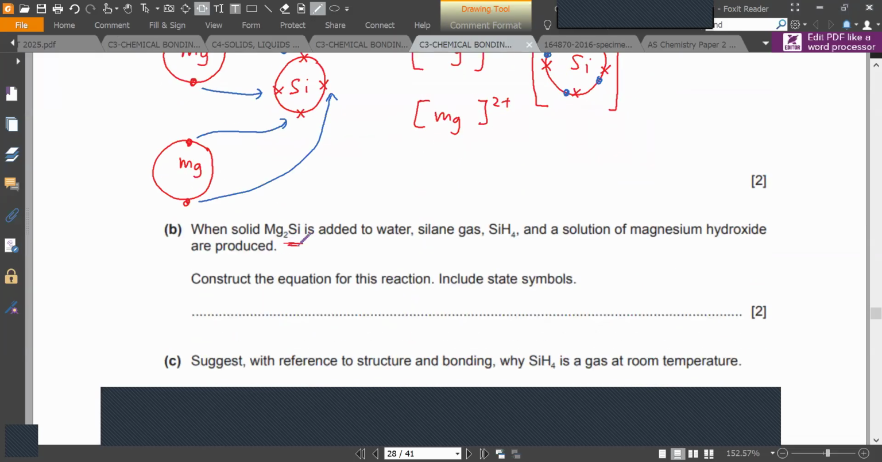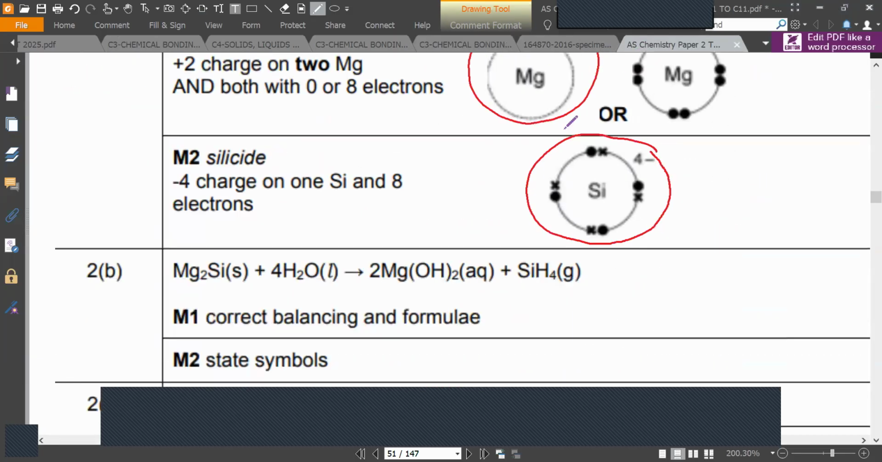When this solid is added to water, silane gas and a solution of magnesium hydroxide are produced. Construct the equation for this reaction. Include state symbols. This one we need to learn later topics to understand more about, so for now we just quickly look at the answer.